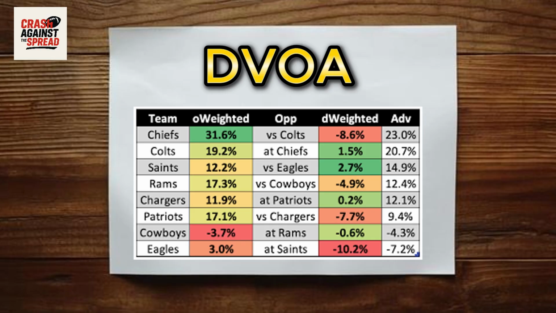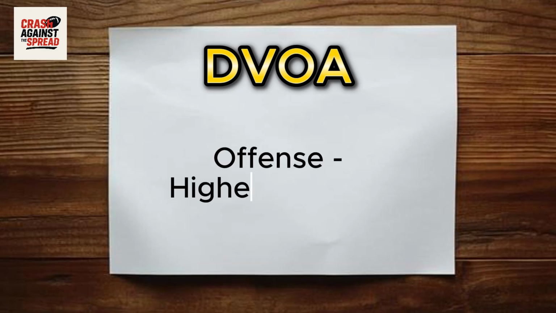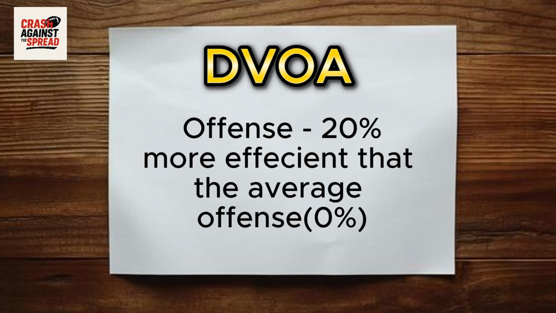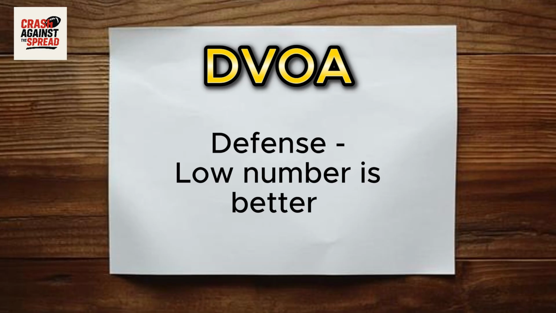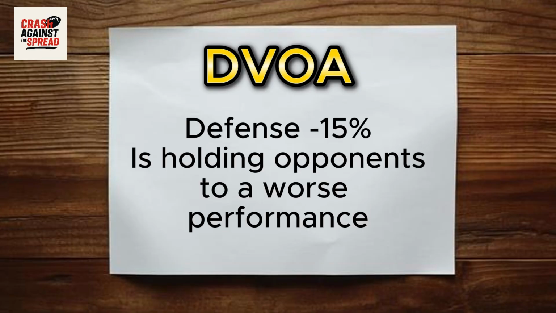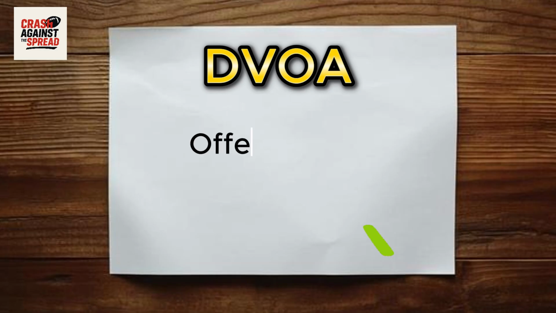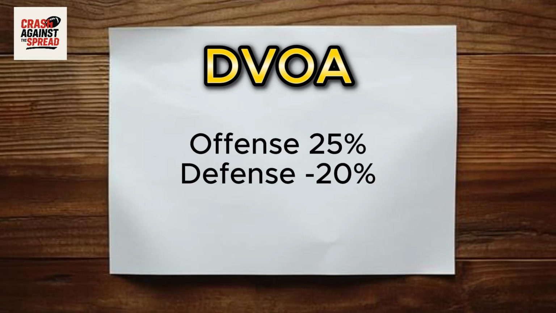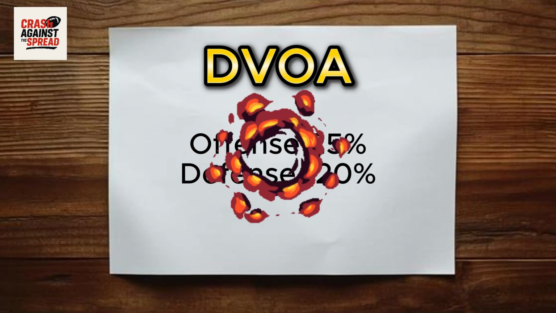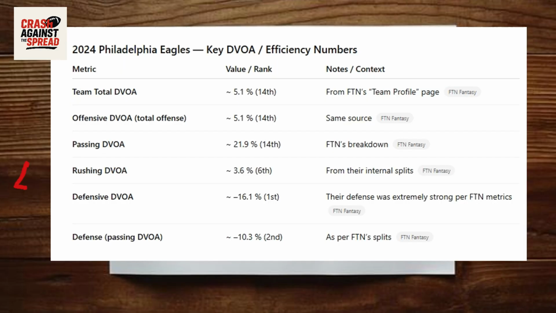Here's your cheat sheet. DVOA is expressed as a percentage and league average is always 0. For offense, higher is better. So if a team's offensive DVOA is plus 20%, that means they're 20% more efficient than the average NFL offense. For defense, it flips. Lower is better. A defense sitting at minus 15% DVOA is holding opponents to 15% worse than average. That's elite. If you see a team at plus 25% on offense and minus 20% on defense, you're looking at a juggernaut. And yes, most Super Bowl teams fall somewhere in that territory.